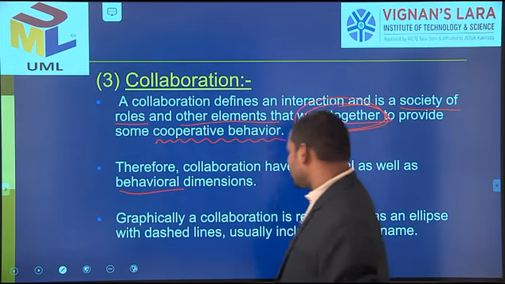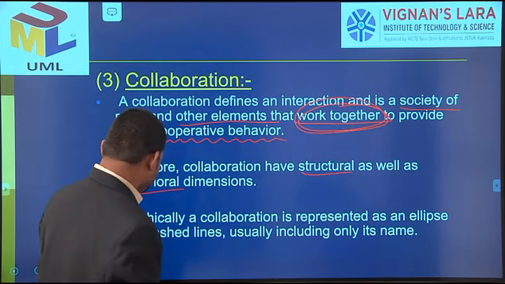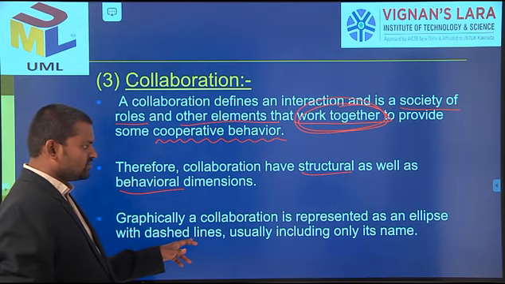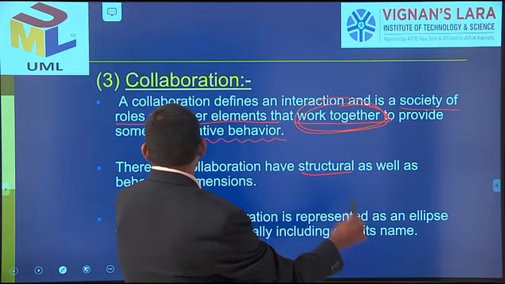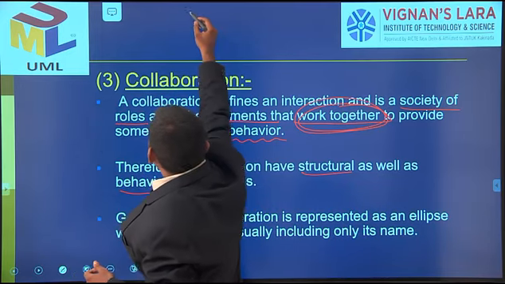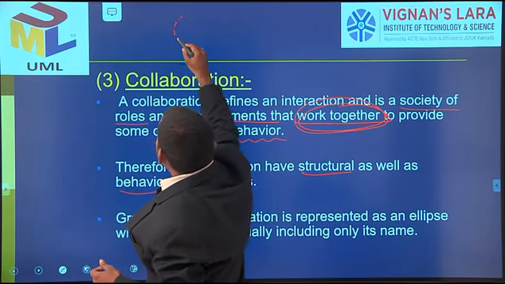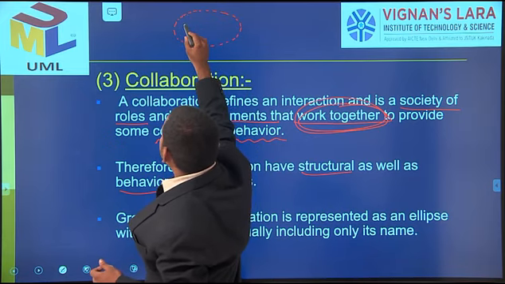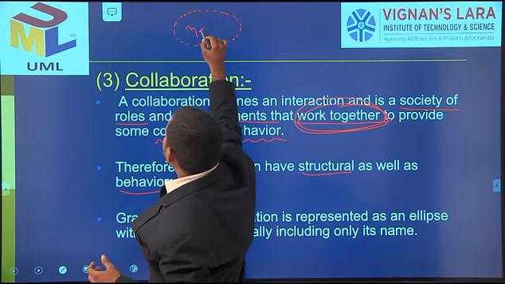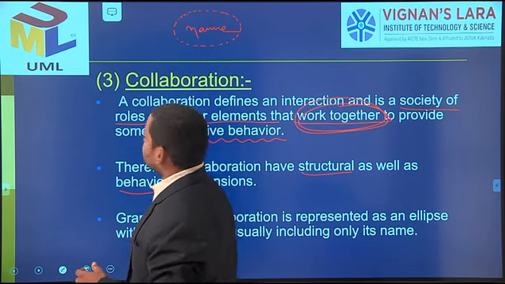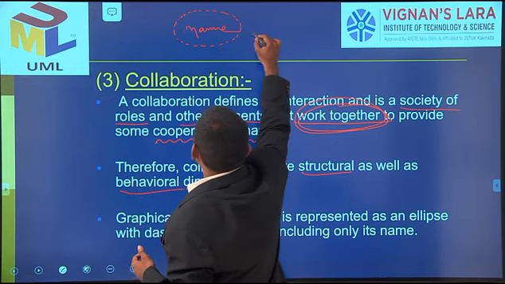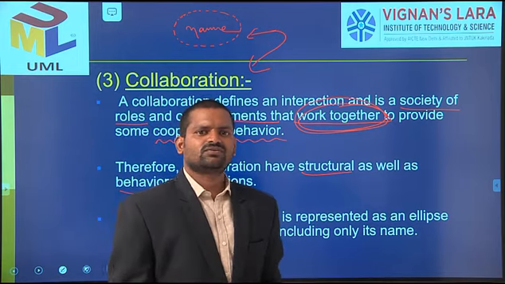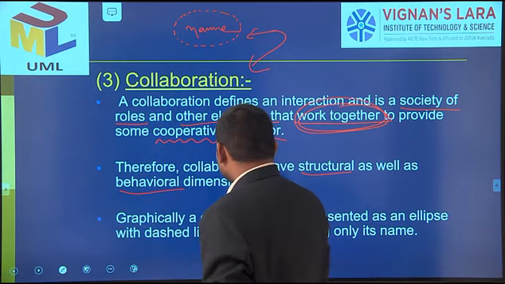Graphically, collaboration is represented as an ellipse with dashed lines, usually including only its name. It is a dashed ellipse which contains some name. This is the collaboration symbol.